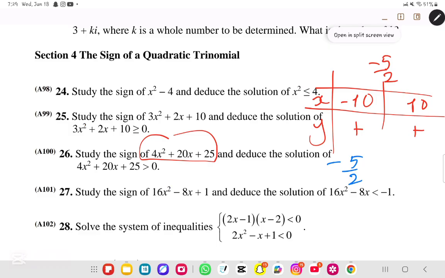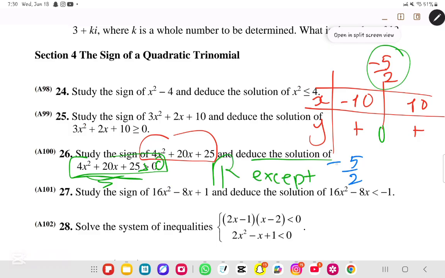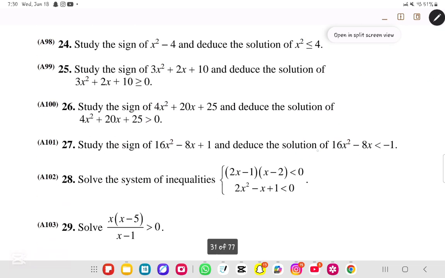So here they said what is the solution of this, where this is greater than 0, where whatever number you put will be a positive digit, greater than 0. So in this case, it is all real numbers. So I can very simply write this for all real numbers except minus 5 over 2. Why? Because if you substitute minus 5 over 2, you will get 0.